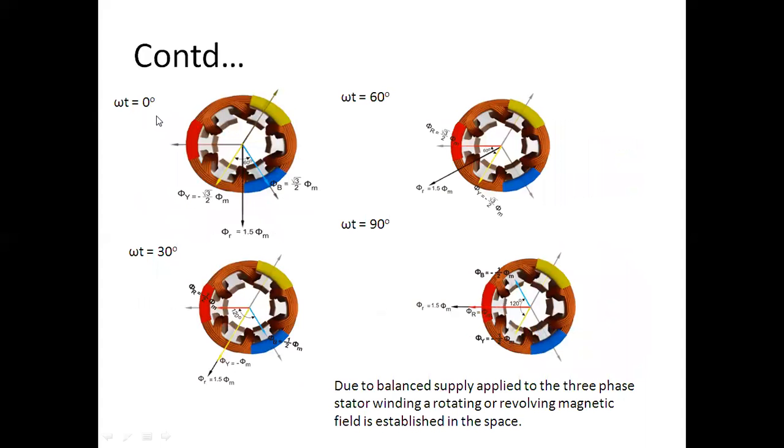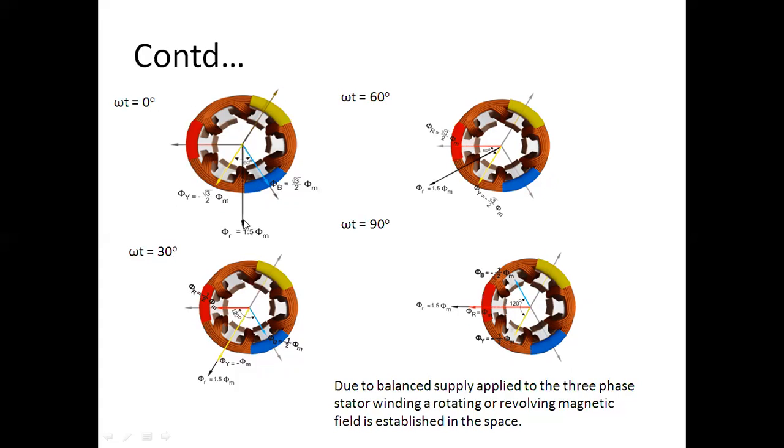So when omega t equals 0 degrees, this is the resultant value of phi r. When omega t equals 30 degrees, this is the resultant value of phi r. When omega t equals 60 degrees, this is the resultant value of the three fluxes, that is phi r. When omega t equals 90 degrees, this is the resultant value, that is phi r. So it is clear that for each of the angles 0, 30, 60 and 90 degrees, the resultant value, the magnitude, will remain the same, 1.5 phi m.